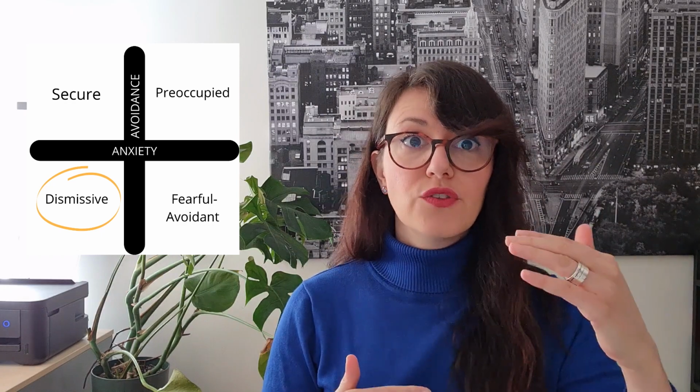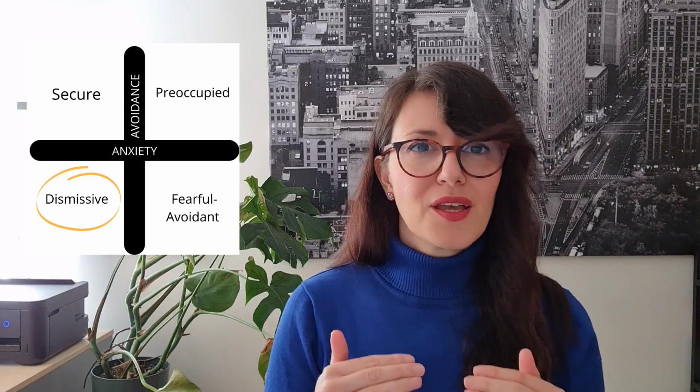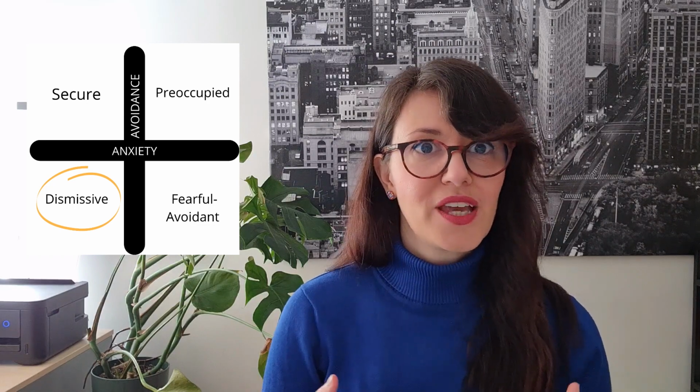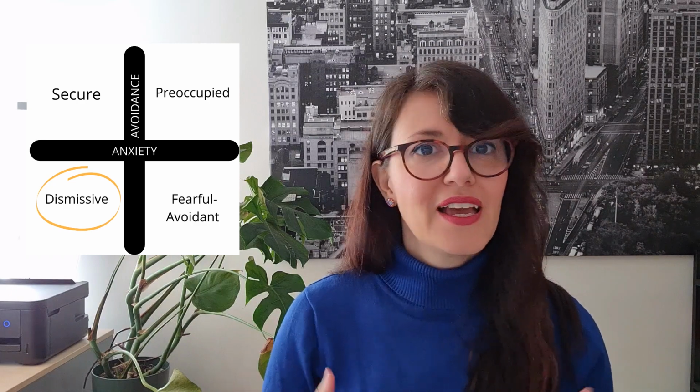Let's go to the second box, which is at the opposite direction. When we have high avoidance but low anxiety, this is the cool person. This is the person that seems really confident on the outside, the James Bond style. The relationships for them don't really matter, and they seem that they can go from one relationship to the other with no harm, with no cost for them.